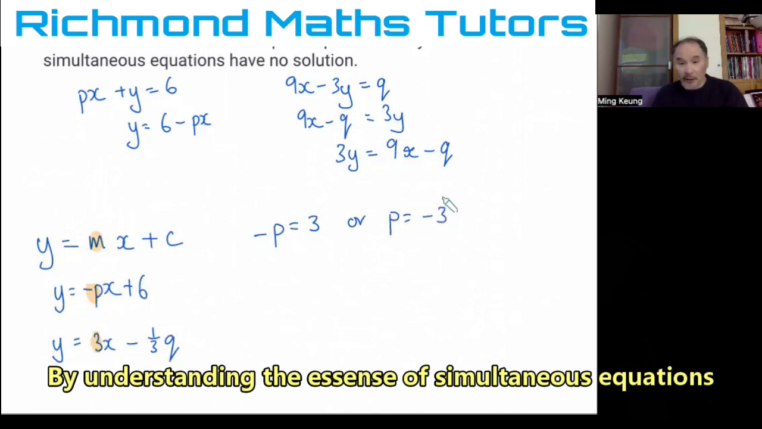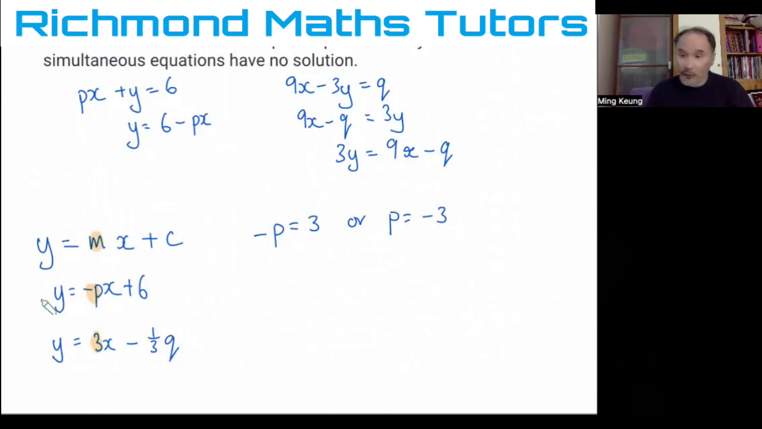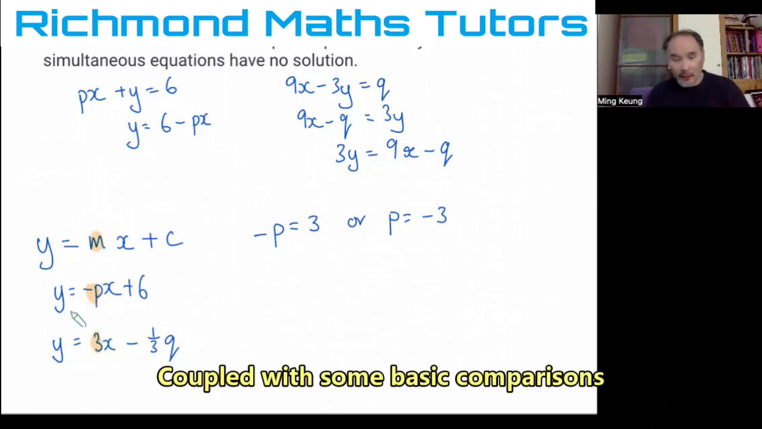So the gradient of the second equation, y equals 3x minus 1/3 q, is 3, which means that if p equals minus 3, this is going to have a gradient of 3 as well. So guaranteed to be parallel. But in the question, it says we've got to find p and q. So what's about the q that's going to play a factor into this? Well, let's look back into our graph again.